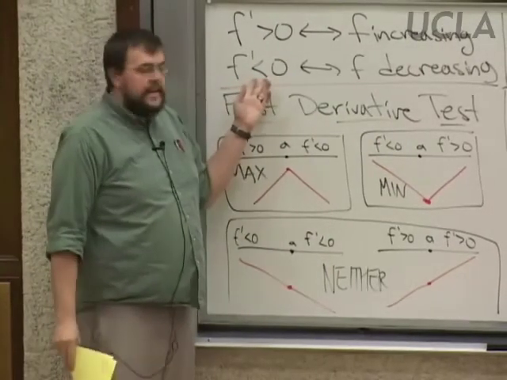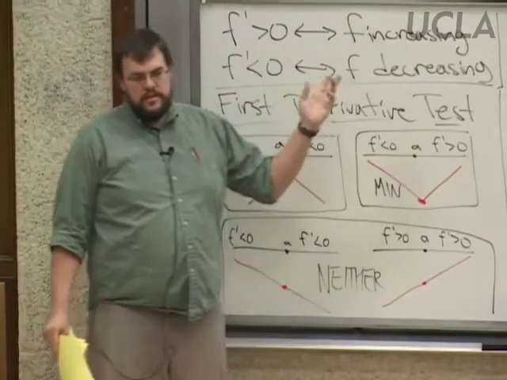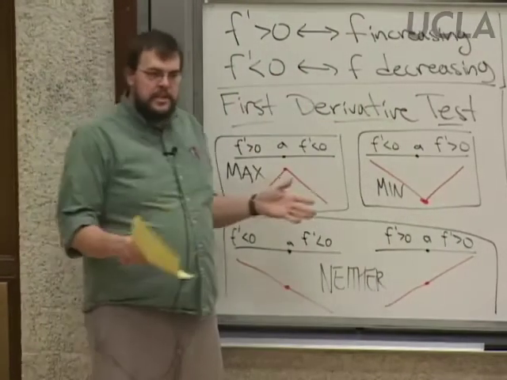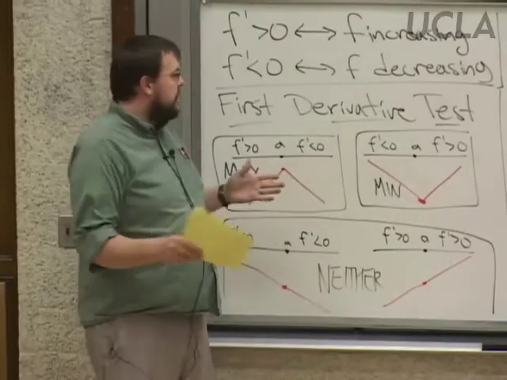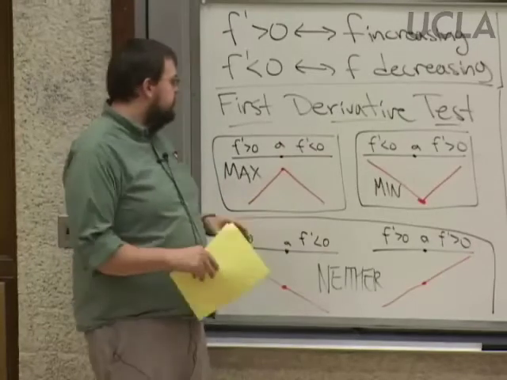When the derivative is negative, when it's less than 0, that corresponds to where the function is decreasing. And of course, the function can be increasing in one area and decreasing in another area. And we can actually figure out what intervals it's increasing on and what intervals it's decreasing on.